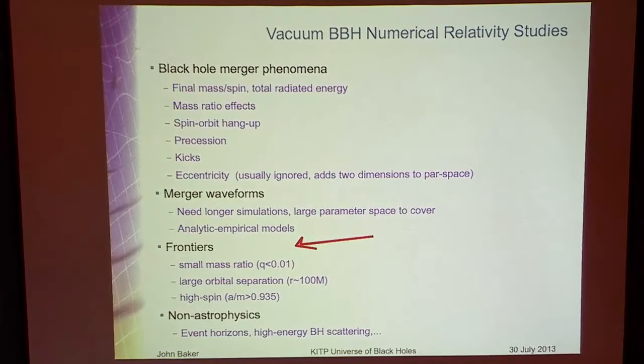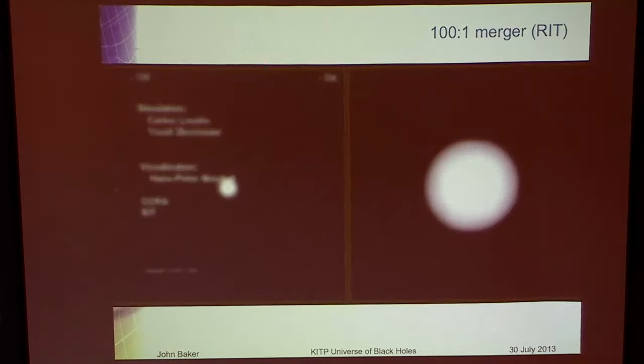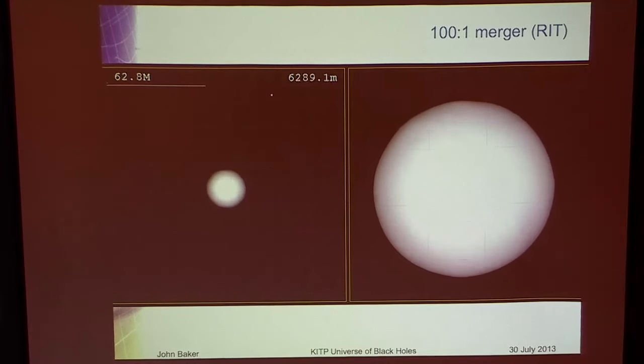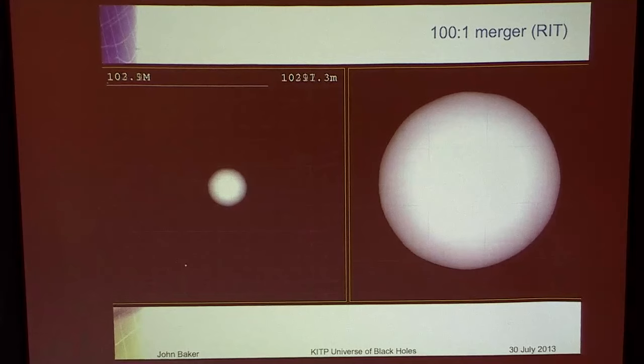Yeah, it'll take a long time to have accurate enough models to fit all the waveform possibilities. So let me just take a second here and mention some frontiers where numerical simulations of black hole mergers are going. I showed you the waveform from the 100 to 1 mass ratio simulation of RIT. But here's the movie they made. Did you guys see the little black hole going around? Yeah. It's a little tiny dot.